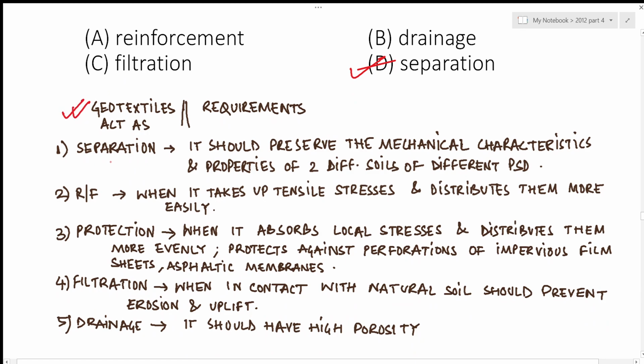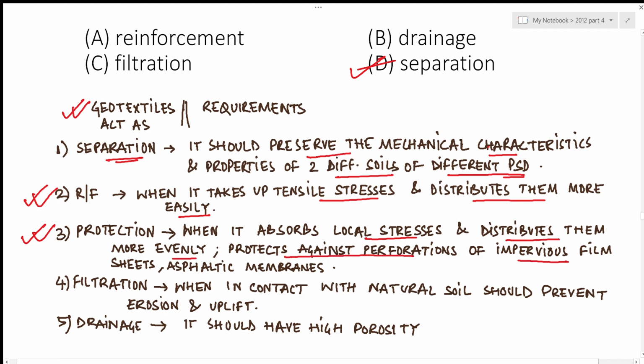Now, geotextile acts as separation when it should preserve the mechanical characteristics and properties of two different soils of different particle size distribution, right? It acts as reinforcement when it takes up the tensile stresses and distributes them more easily. It acts as protection when it absorbs local stresses and distributes them more evenly, protects against perforations of impervious film sheets and asphaltic membranes. It performs the function of filtration when it is in contact with natural soil. It should prevent erosion and uplift. It performs the function of drainage, and it should have a high porosity when it performs the function of drainage.